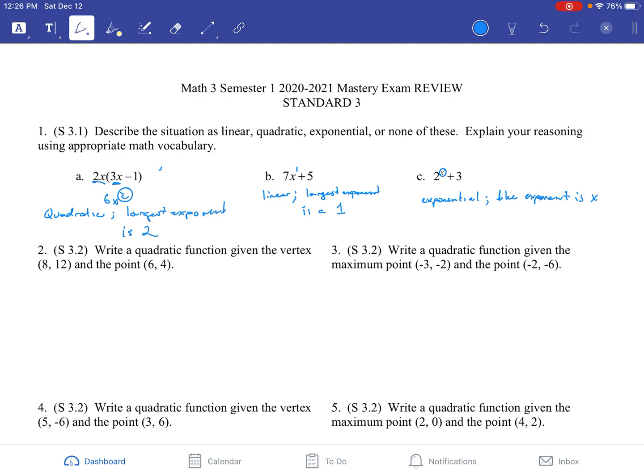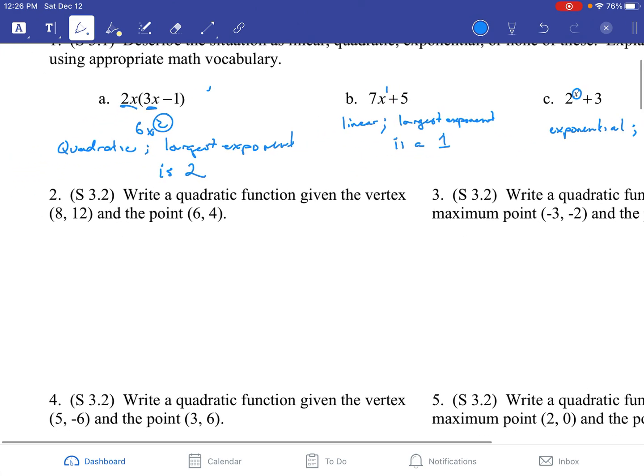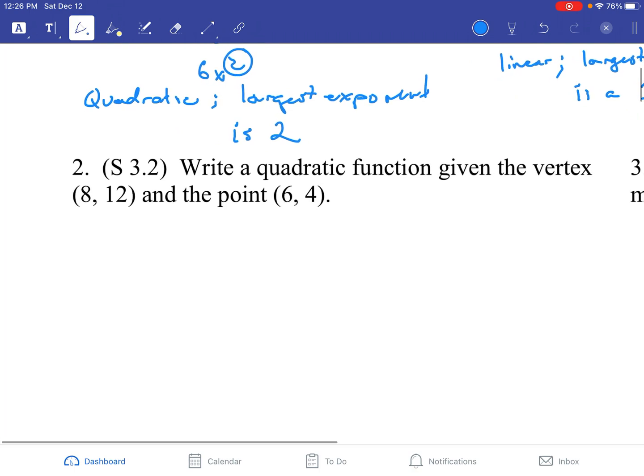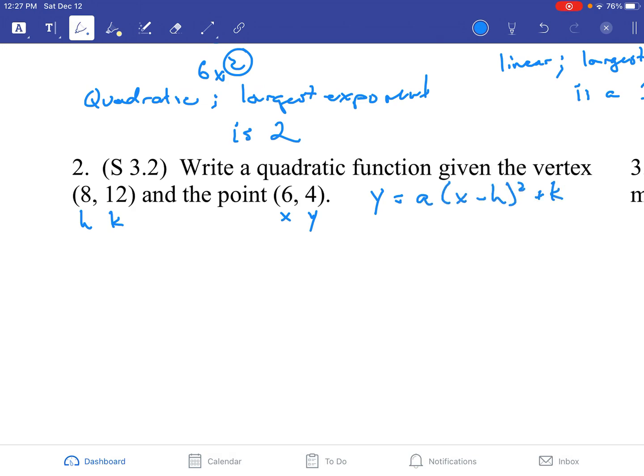All right, next, write a quadratic function given the vertex and that point. So we're given enough information to write the equation. We're going to first identify our vertex, which is h comma k. That is 8 and 12. This other point is going to be x and y. So all we have to do is put these values into our format for a quadratic vertex equation, which looks like this: y is equal to a times x minus h quantity squared plus k.